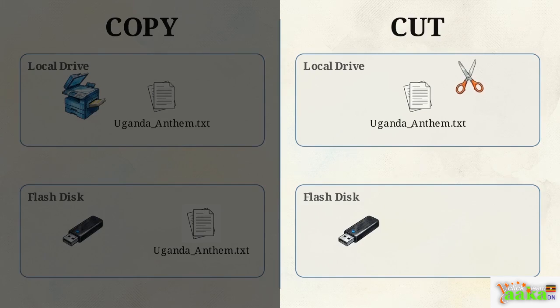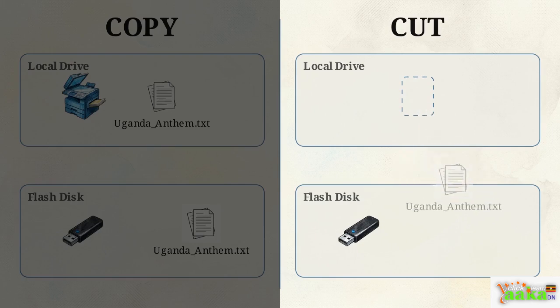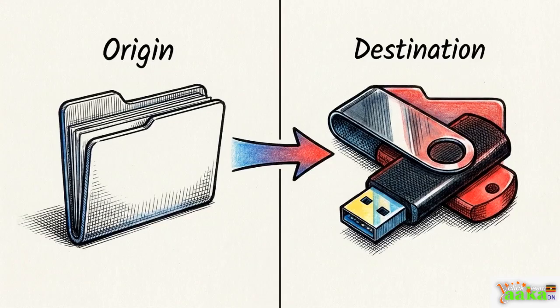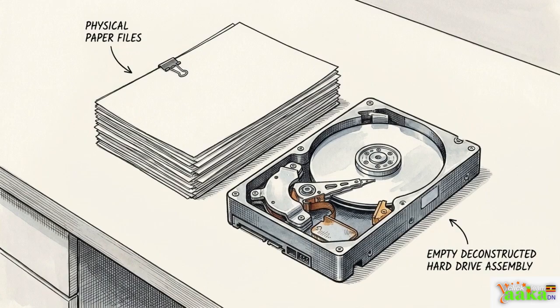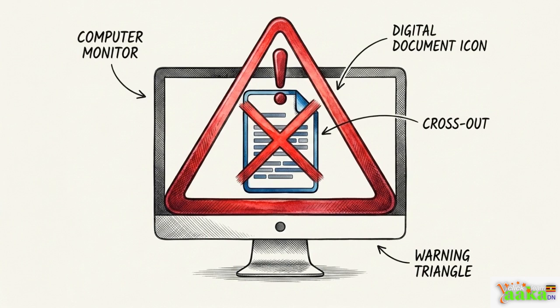Contrast that with the right side of the diagram. The cut function acts like a pair of scissors. It completely removes the original data from its starting location, leaving nothing behind as it moves the singular file entirely over to the new drive. Deliberately choosing the correct transfer method ensures your files end up exactly where you intend. It prevents accidental data duplication when you want to clear space, and stops you from accidentally leaving an original file behind on a public computer.